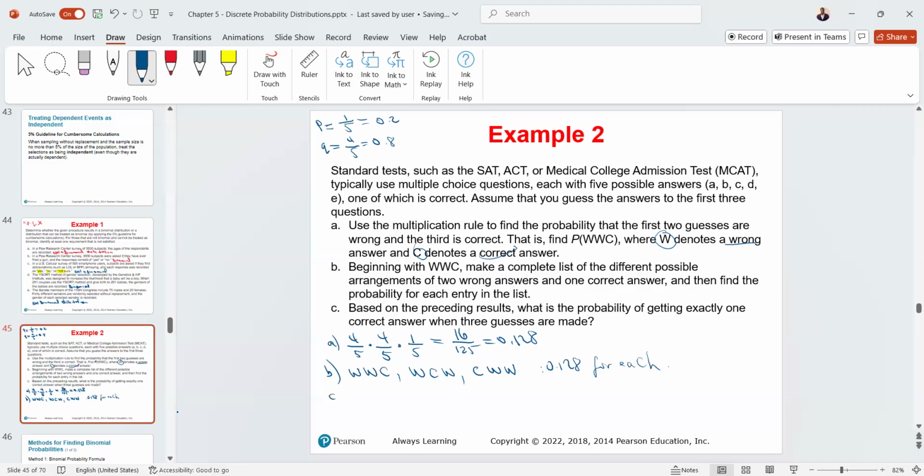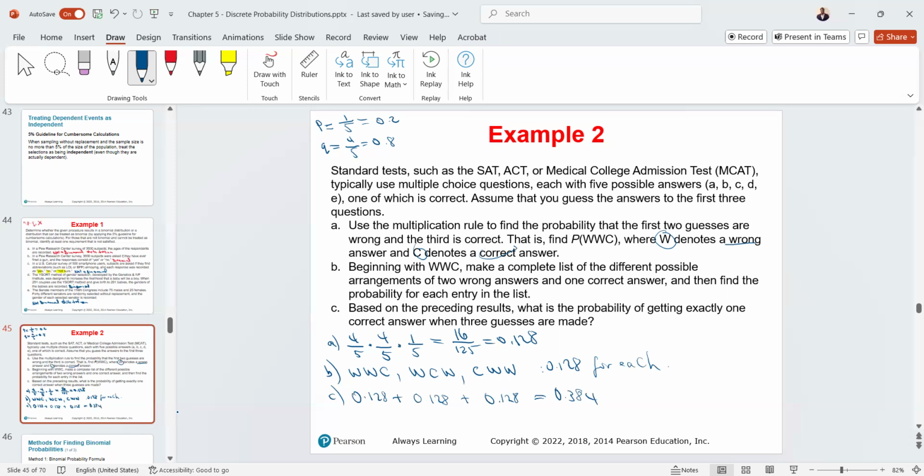Now, look at C. Based on the preceding result, what is the probability of getting exactly one correct answer when making three guesses? Well, if you make a correct answer in the first guess, the probability would be 0.128. The second guess would be 0.128. And the third one would be 0.128. You only need to multiply it by 3 or add it 3 times to itself. It gives you 0.384. That's the first one.